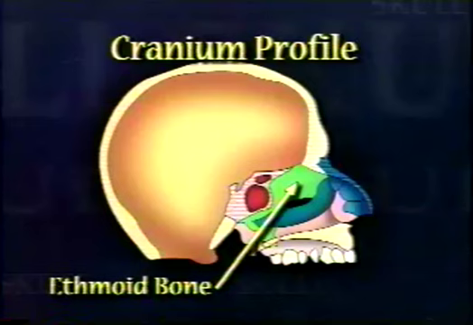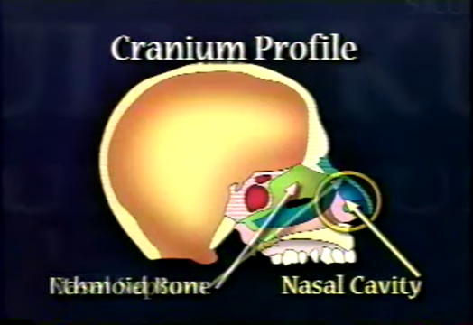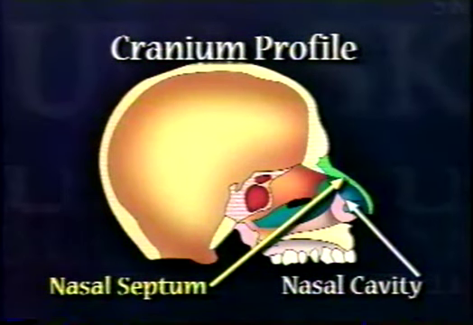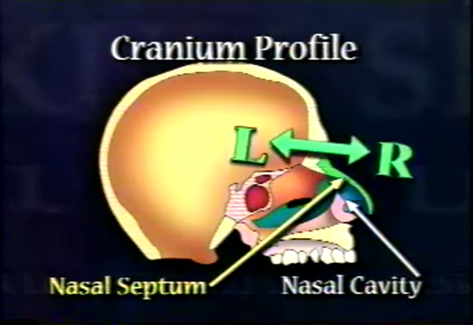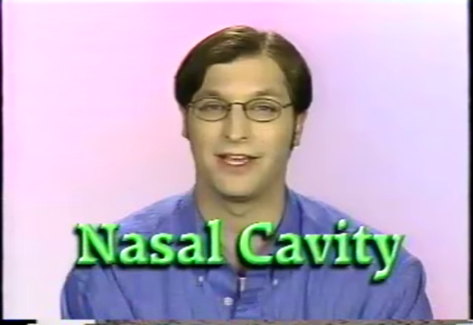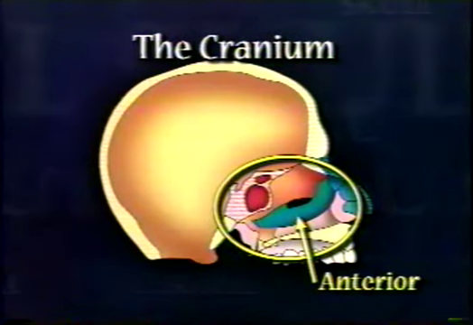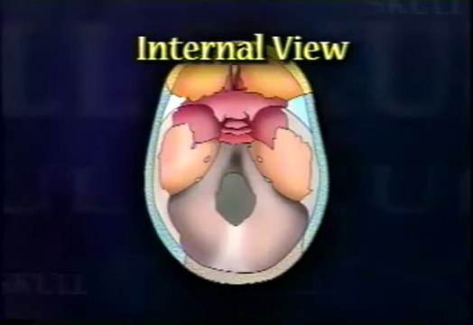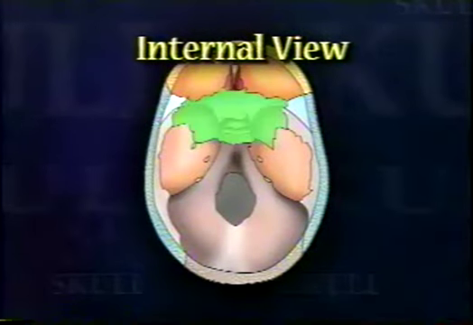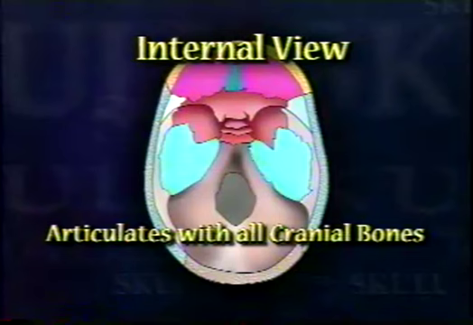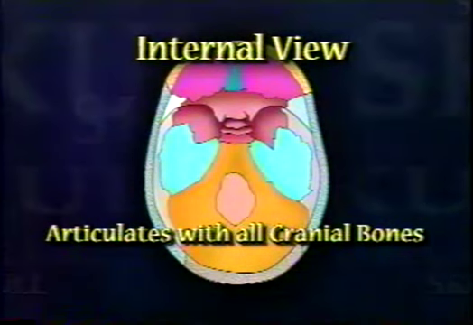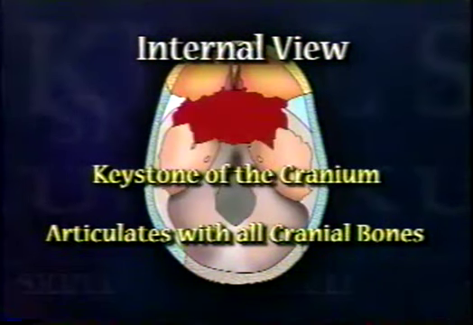The ethmoid bone helps form the nasal cavity and the nasal septum, a wall that separates the cavity into right and left sides. Don't worry, we'll go into more detail on the nasal cavity in a little bit. The sphenoid bone is located at the anterior or front part of the cranium's base. The sphenoid bone articulates or connects with all other cranial bones. Because of this, the sphenoid bone is sometimes called the keystone of the cranium.